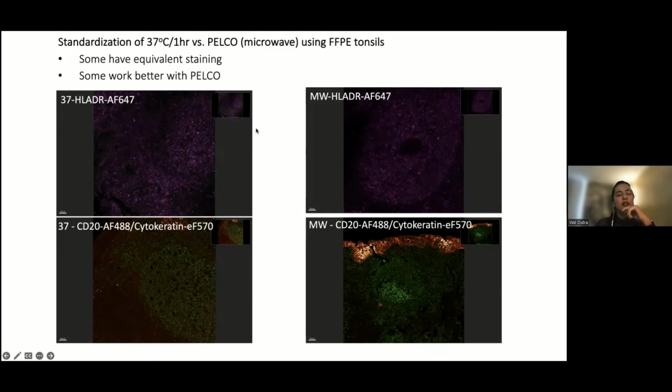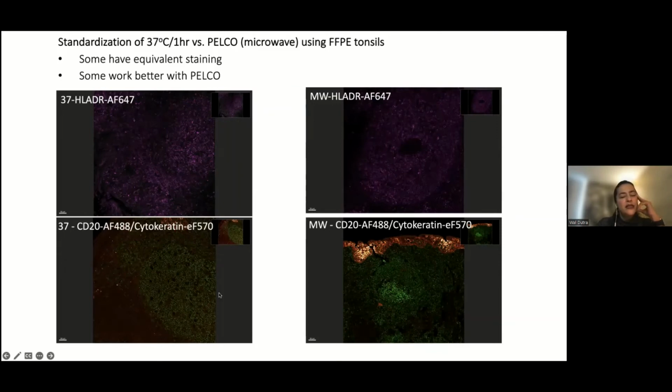But we also tried 37 degrees in 5% CO2 for 1 hour, and we compared the two different stainings. So you see here, for example, the staining for HLA-DR, beautifully stained at 37 degrees, and the staining with the same antibody now in Pelco that is stained really well. But I can tell you that the 37 even worked a little bit better than what you can see in the Pelco here.